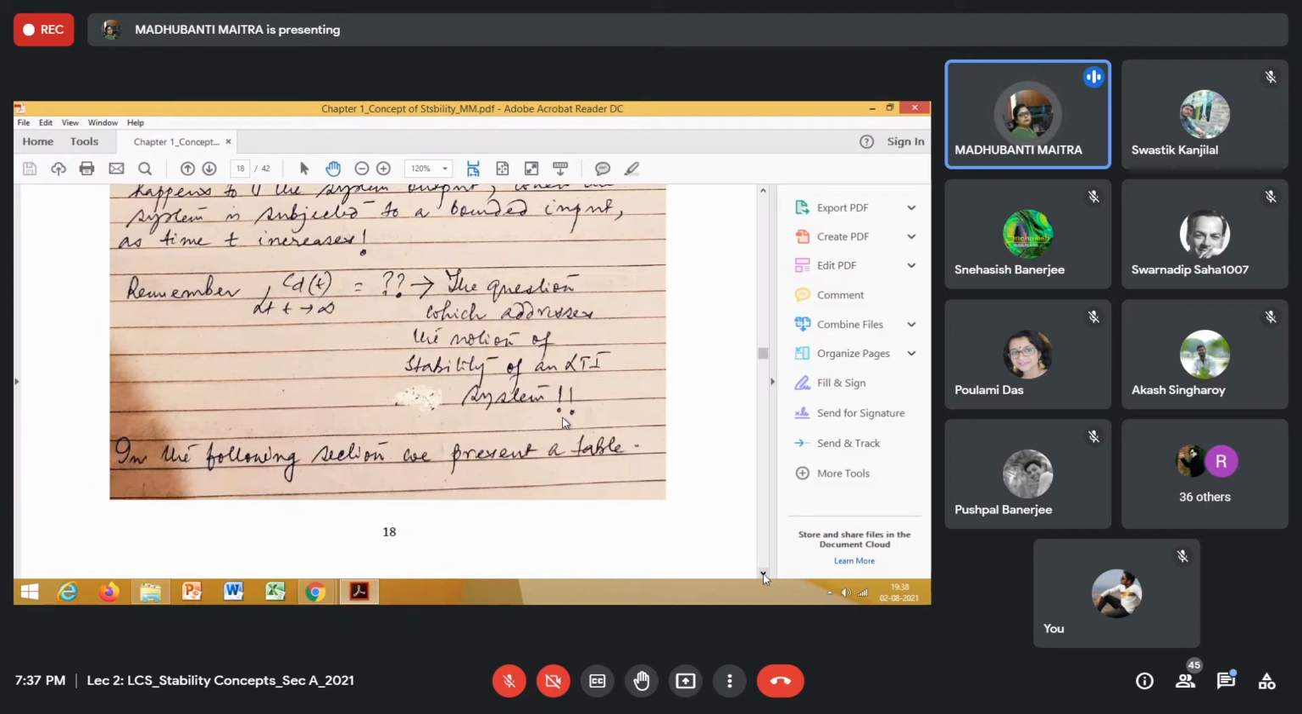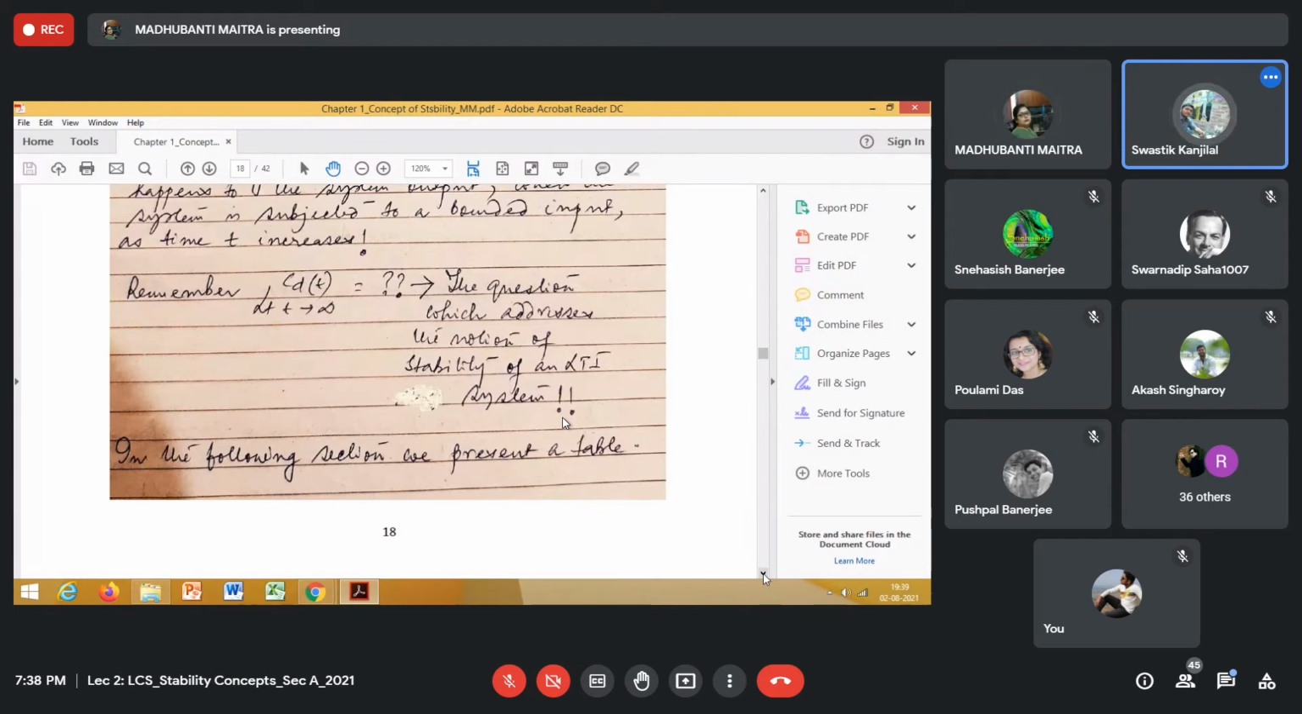So let me make it clear. Suppose for an nth order system, we know that n number of closed loop poles will be there. Assuming that the transfer function is known, we can find out n number of roots of the characteristic equation, and we can place all those roots on the S plane.